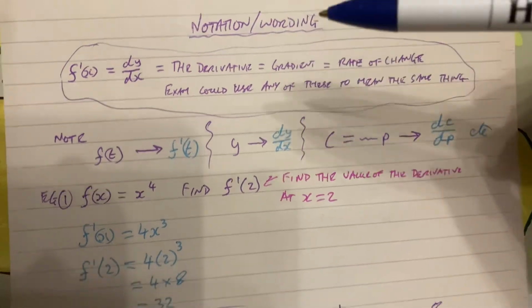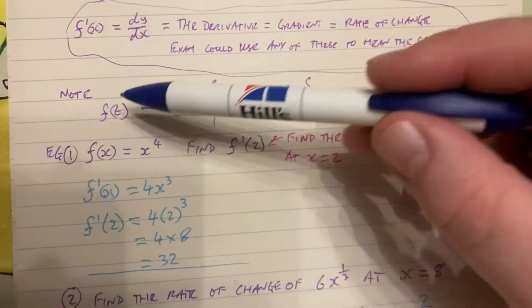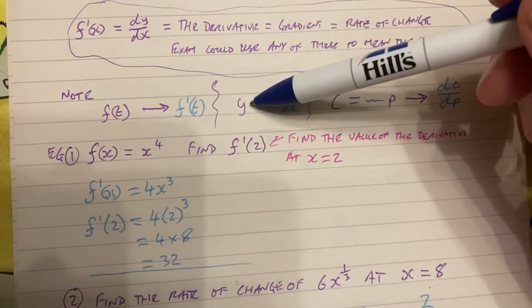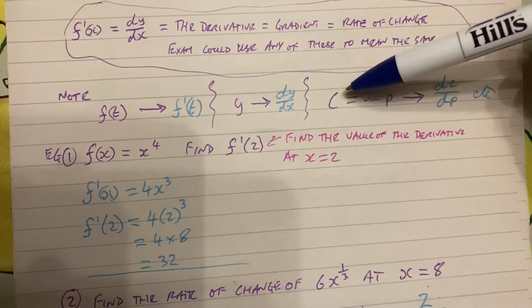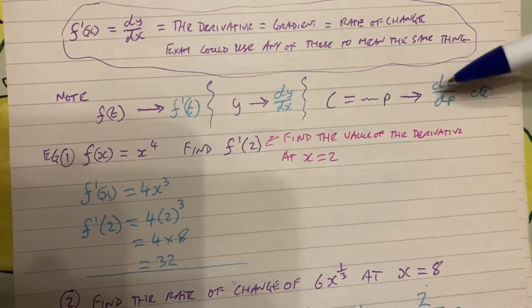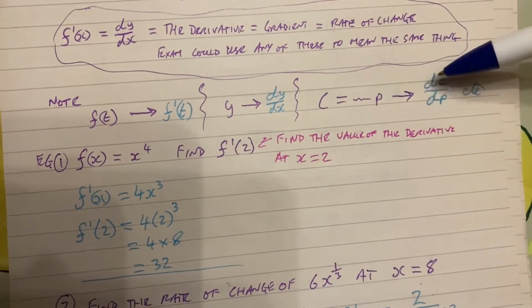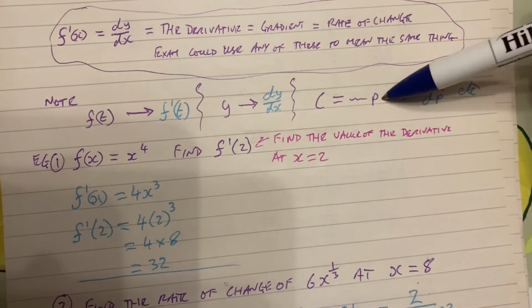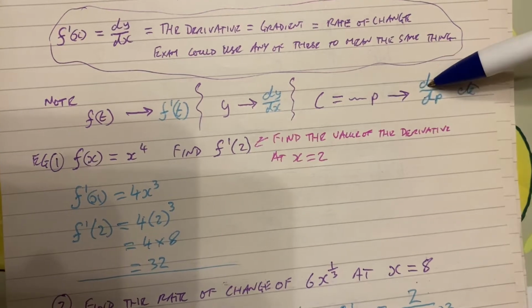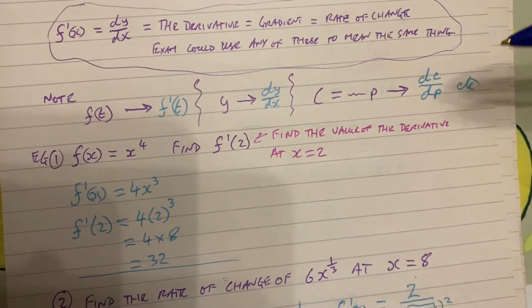The exam could use any of these to mean exactly the same thing. So if we've got our f of t, it's f dash t. We've seen y is dy by dx. If it's c equals something p, then rather than x and y, we've got c and p, so it's dc by dp. So change in c over change in p, as it were.